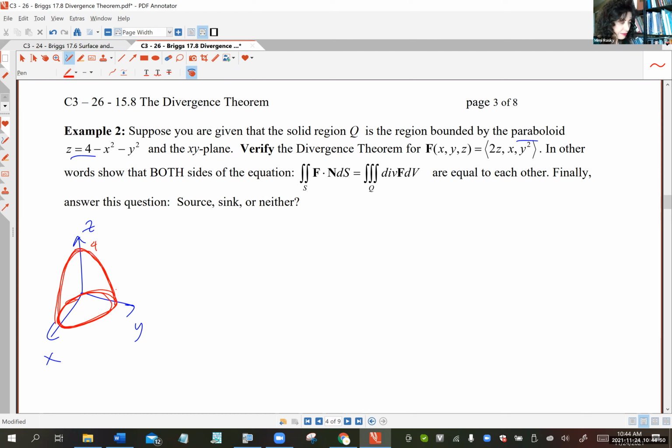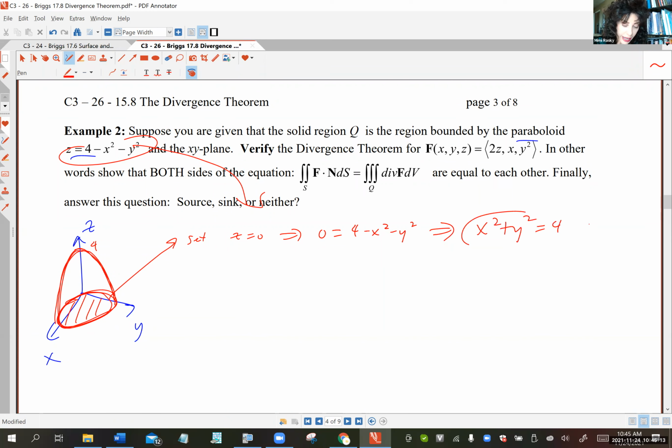Now this bottom plate here, if you wanted to find the trace of the paraboloid as it cuts through the xy plane, just simply set z equal to 0 in your paraboloid equation, and you would get 0 equals 4 minus x squared minus y squared. And then when you rearrange this equation, aha, the trace is a circle centered at the origin of radius 2. Okay, that's cool. This is the base of your solid.